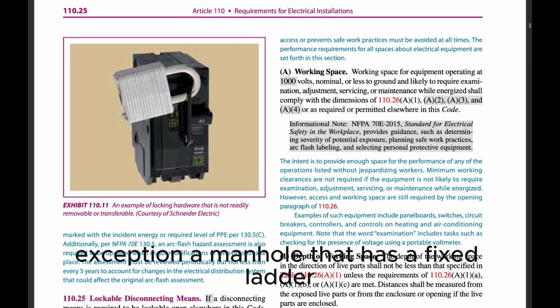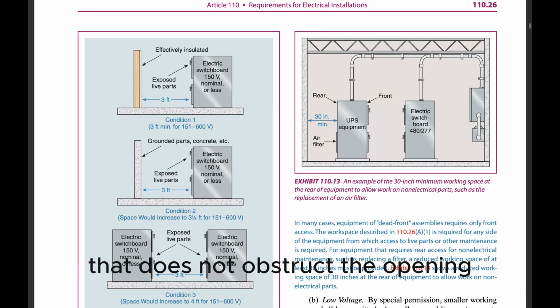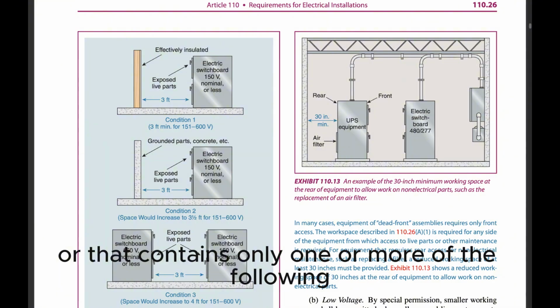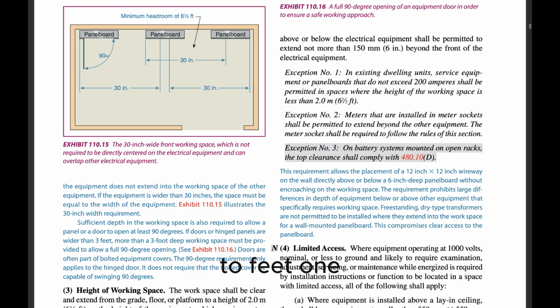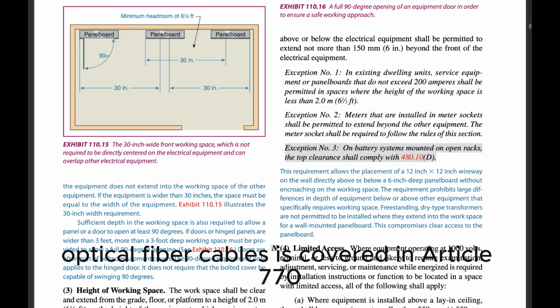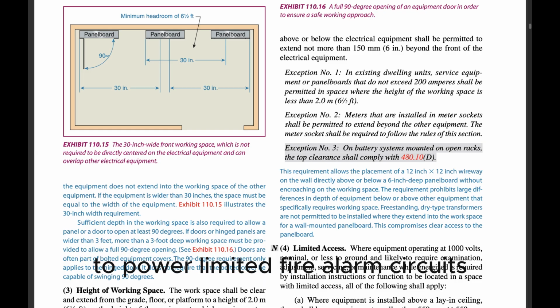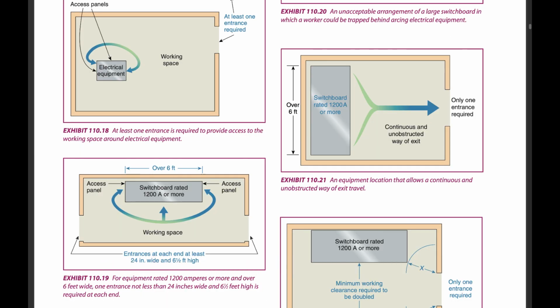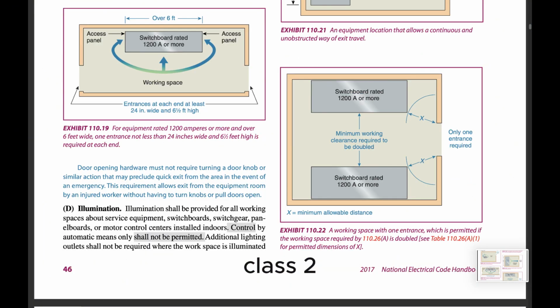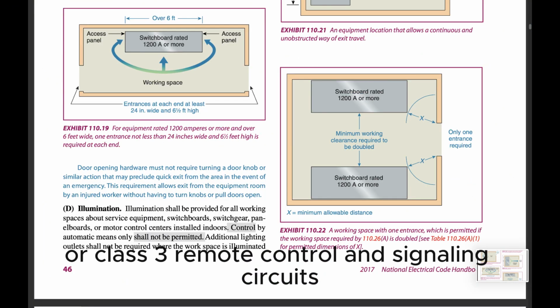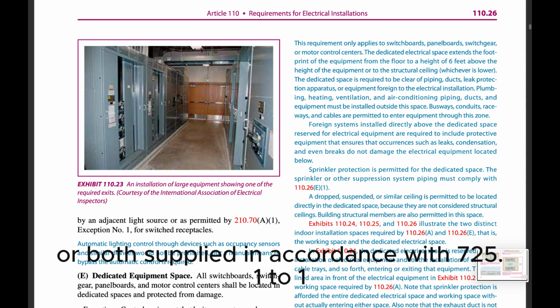Exception: a manhole that has a fixed ladder that does not obstruct the opening, or that contains only one or more of the following, shall be permitted to reduce the minimum cover diameter to 600 mm (2 feet). (1) Optical fiber cables as covered in Article 770. (2) Power-limited fire alarm circuits supplied in accordance with 760.121. (3) Class 2 or Class 3 remote control and signaling circuits, or both, supplied in accordance with 725.121.